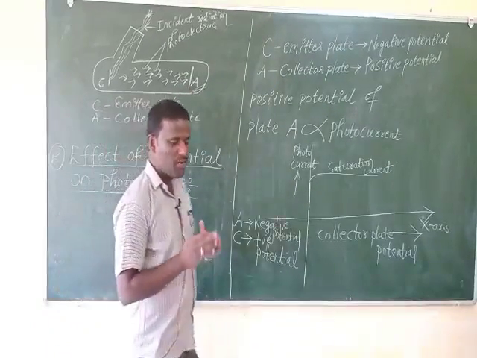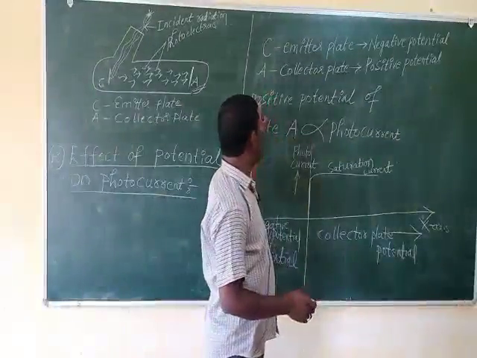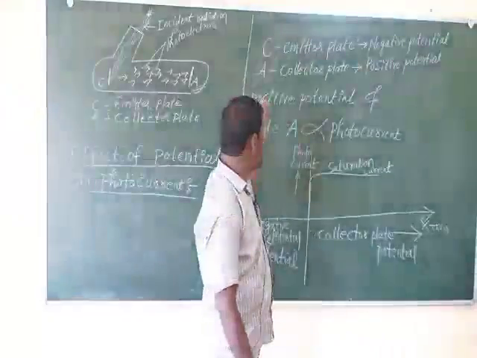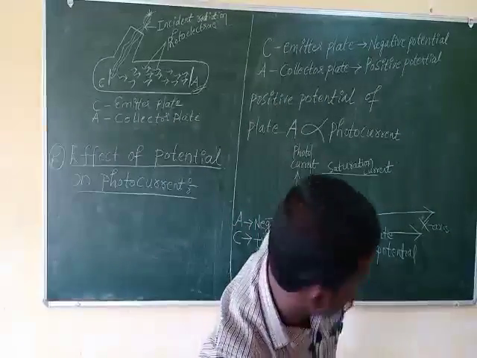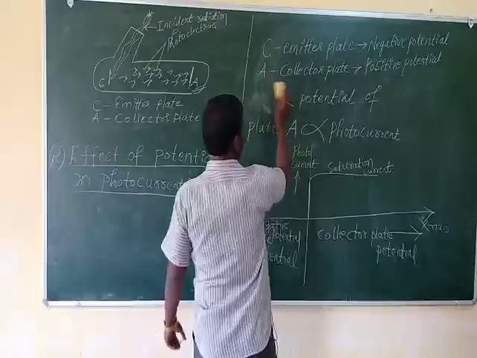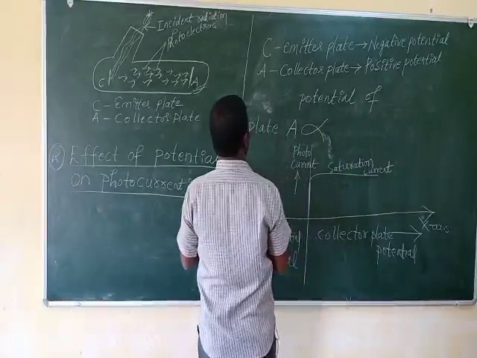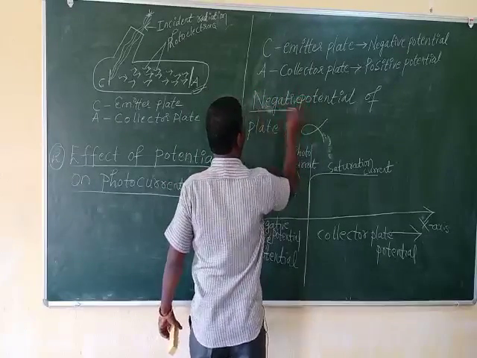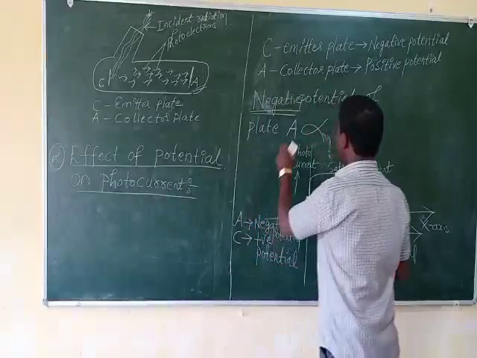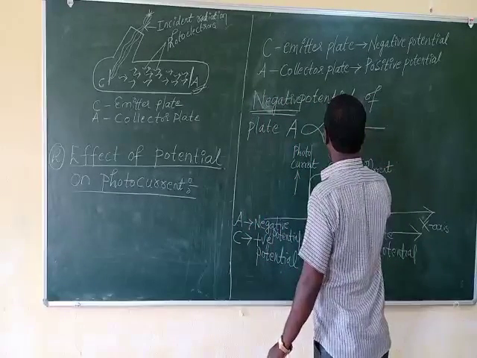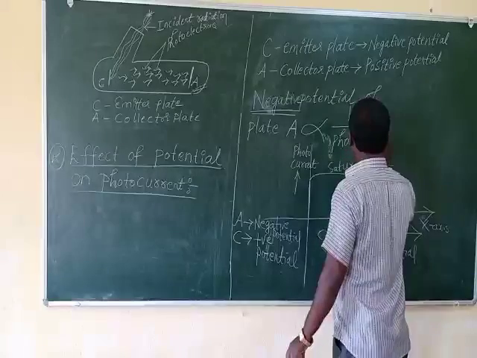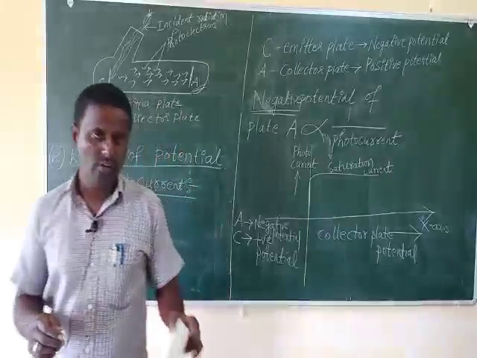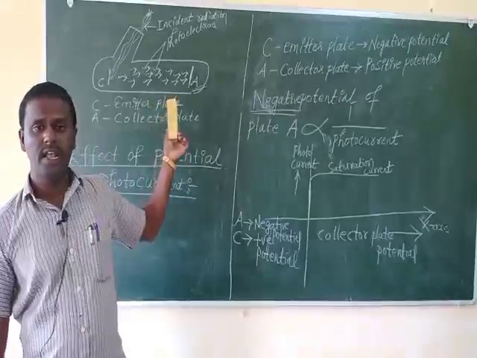Now if the potential is reversed, see, the positive potential of plate A is directly proportional to the photo current, but what happens with negative potential? The negative potential of plate A is inversely proportional to the photocurrent. So now the photocurrent decreases because the number of electrons attracted towards the plate A now decreases.